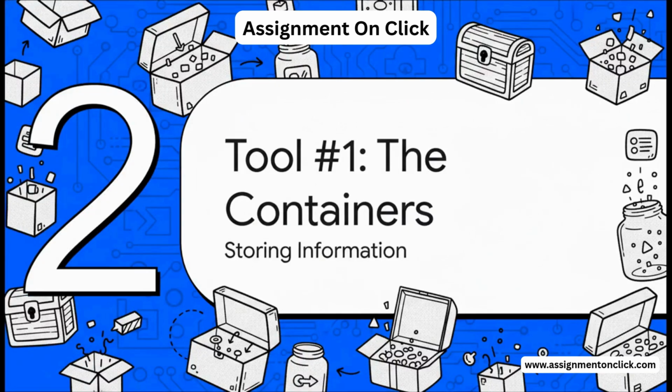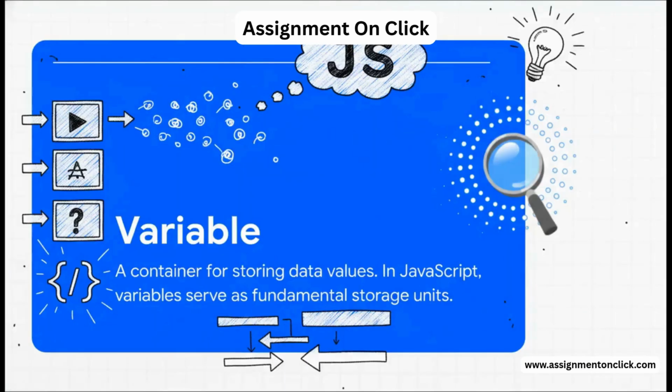First things first, if you're going to work with any kind of information, you need a place to, well, put it. This brings us to the very first, most fundamental tool in our kit, the containers. In the world of JavaScript, we call these variables. And it really is that simple. Just picture a labeled box. You give the box a name, you put something inside of it, and then later on, you can just use that label to see what's inside, or even swap it out for something else.